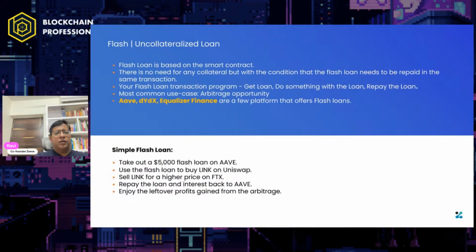And then, one small concept within lending is flash loans. And this is something unique for DeFi. That's why I've specifically mentioned it here. So flash loans are uncollateralized loans.